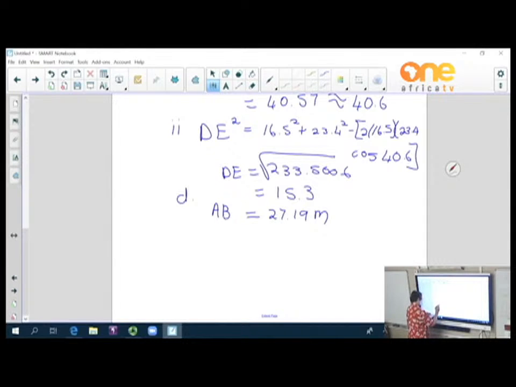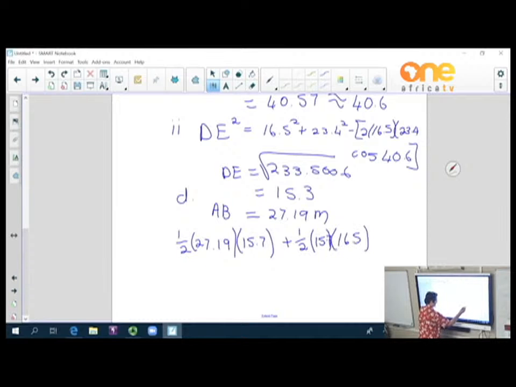So you'll have to add those areas. It is a half of 27.19, because those two must be perpendicular. That's why I need AB, and the 15.7. This is in a right angle triangle. And then the second one is not a right angle triangle. So it's a half BC, 15.7, times the 16.5 sine 79.46. Remember, two sides and the included angle.